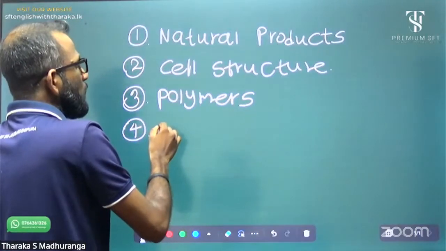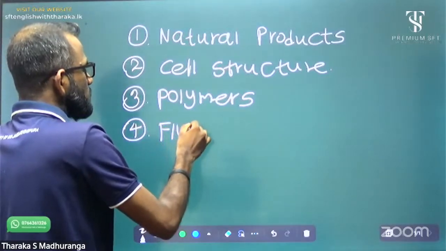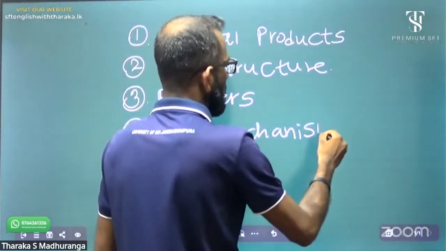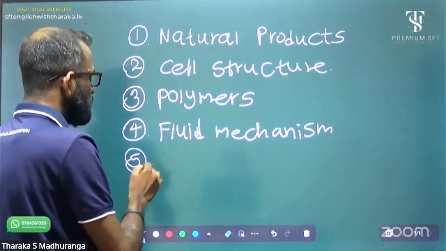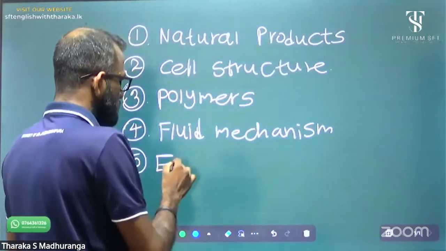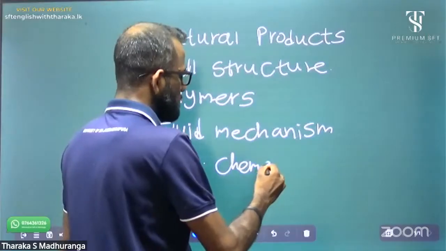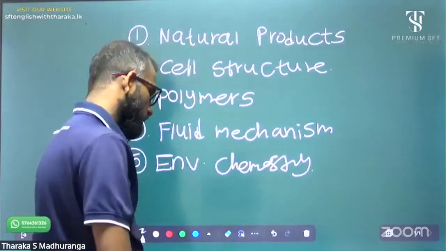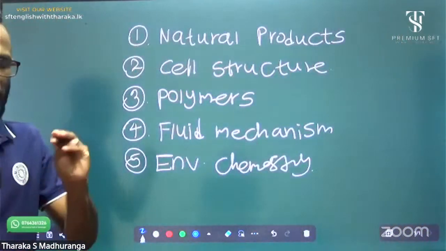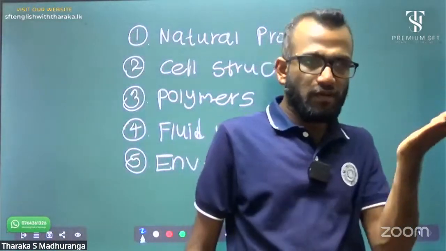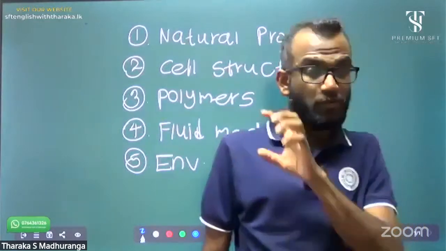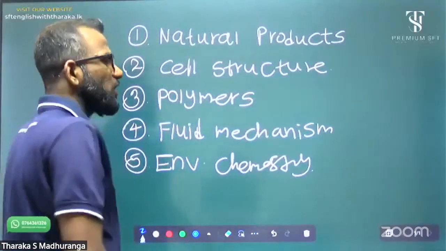Fourth one, fluid mechanism. Fifth one, environment chemistry. We have 3 more months, but our target is to complete all these 5 lessons before the end of June. We have only 2 months.